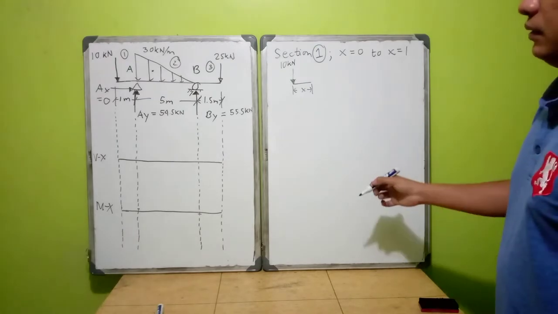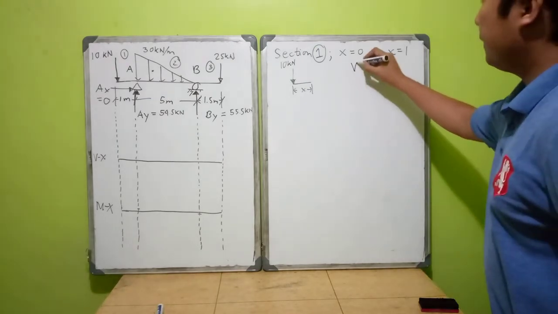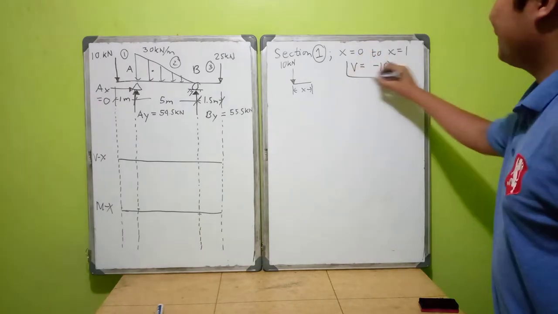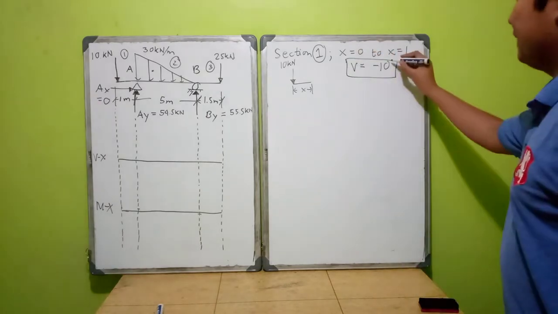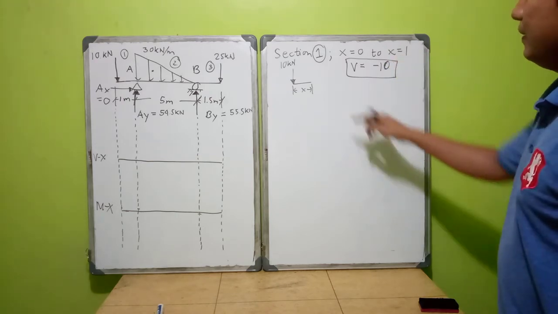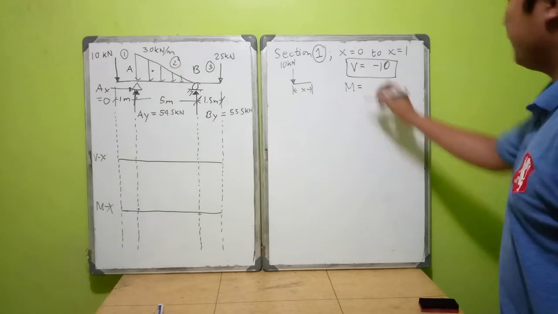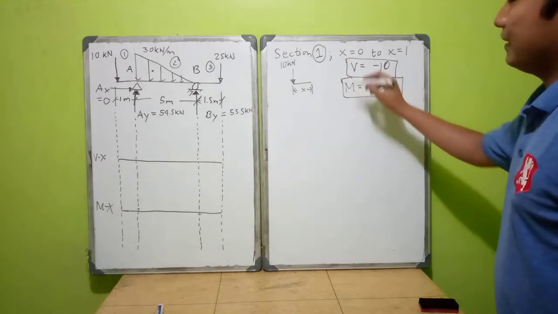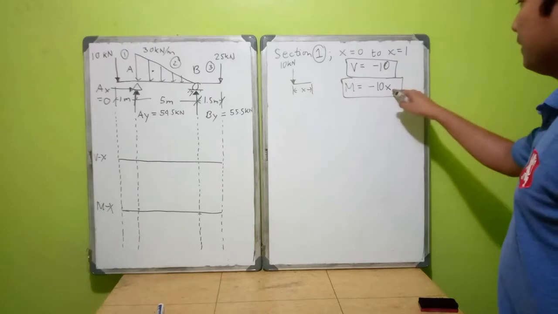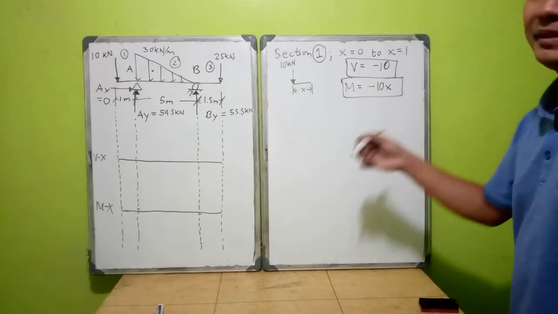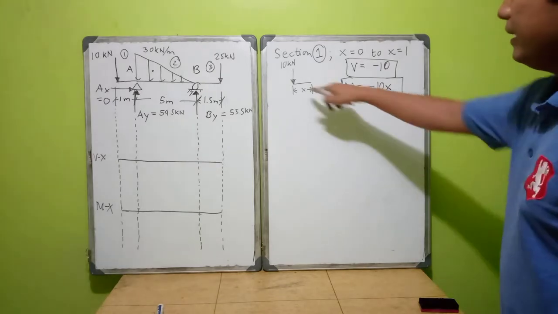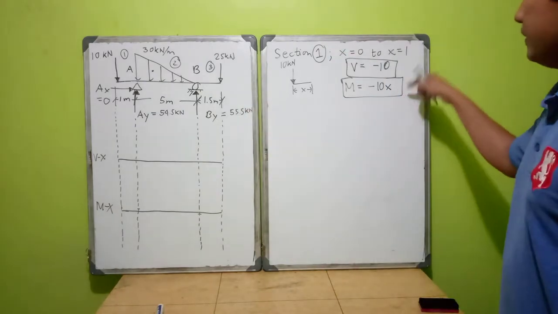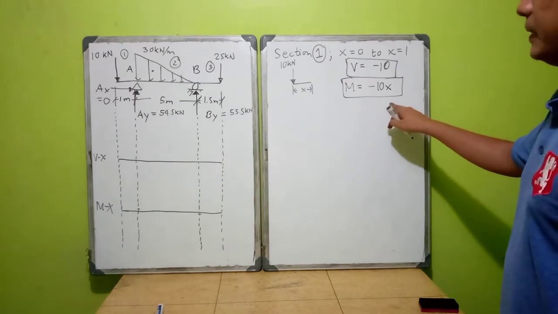So the shear here is obviously negative 10, and since the load is downward, your moment is negative 10x. For a point load, remember we have negative P times (x minus a) for moment, but the a is 0 since it started from the start. So x minus 0, negative 10x. This is your shear and moment diagram at section 1.